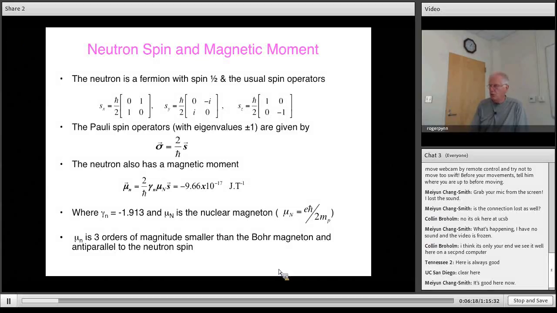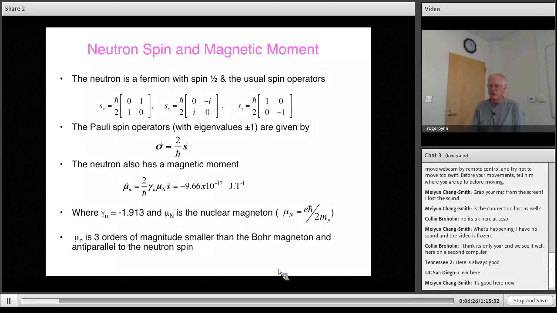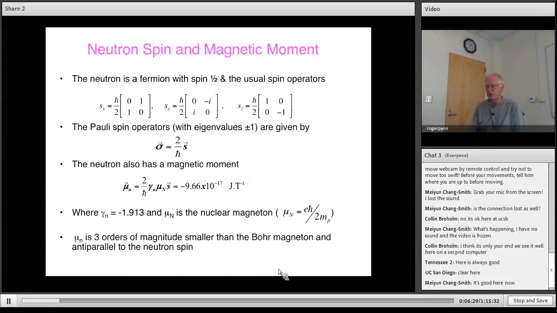The neutron also has a magnetic moment. For a particle which is charged, like the electron, you know that if you imagine a charged particle spinning, it will have a magnetic moment. After all, it has a circulating current, and the circulating current will cause a magnetic field which will look like it comes from a magnetic moment.